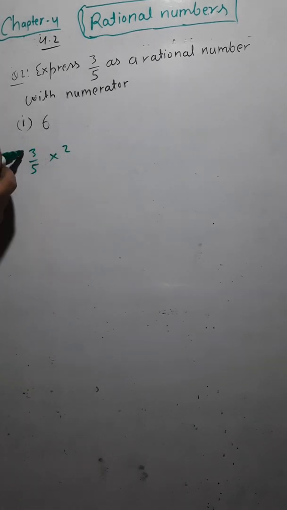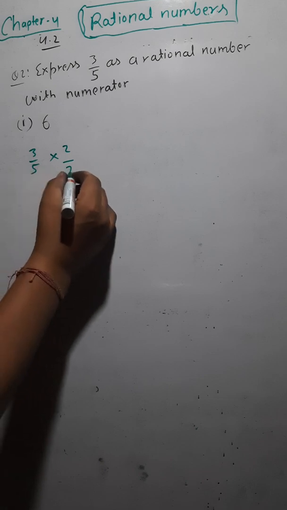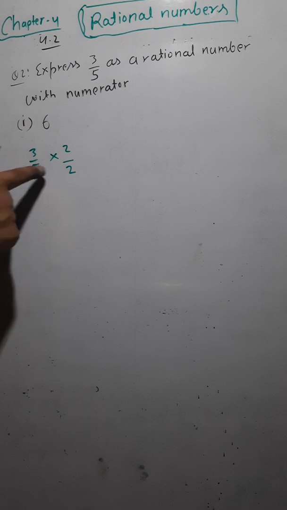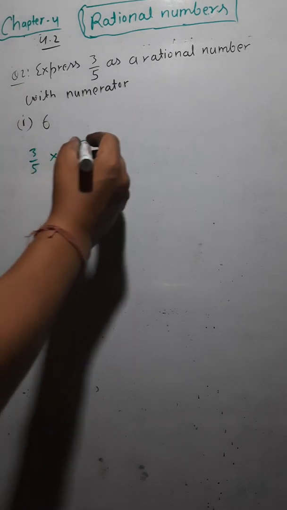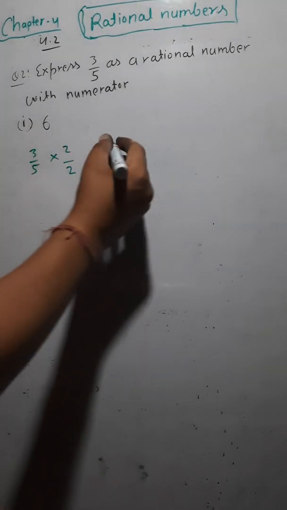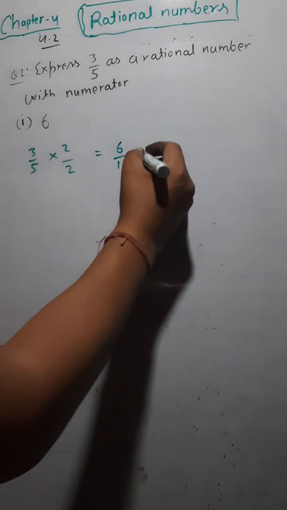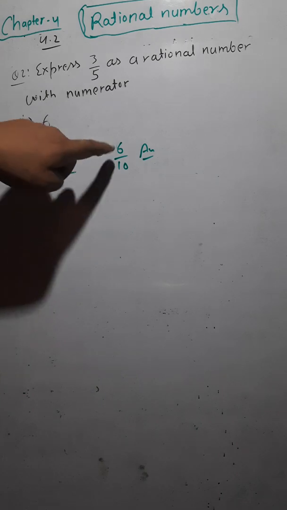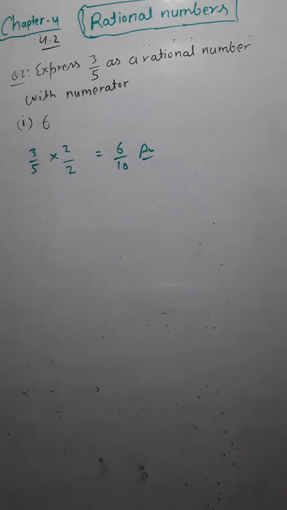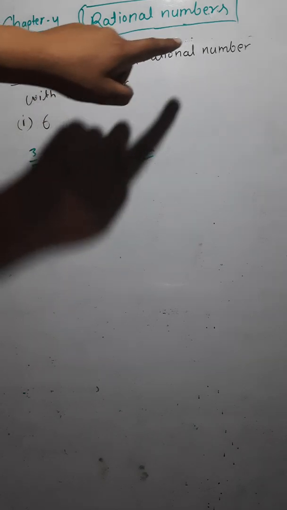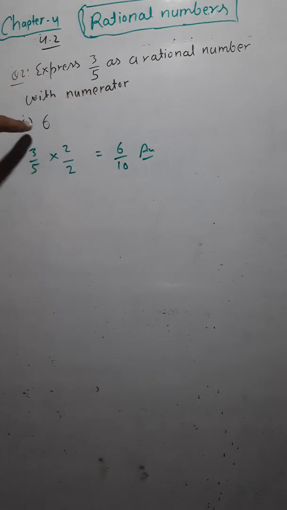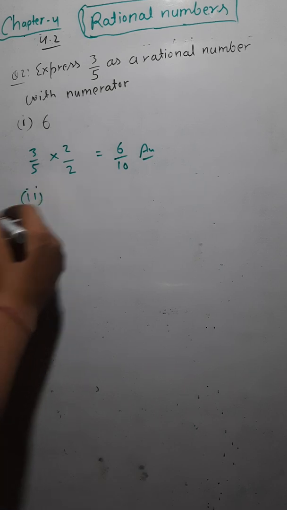So if you are multiplying the numerator by 2, at the same time you would be multiplying the denominator also by 2. Okay? You cannot multiply only the numerator here. You have to multiply the denominator also. So the answer that you are getting is how much? 3 2 ja 6, 5 2 ja 10. So this would be the required answer. Okay. So I have written 3 by 5 as 6 by 10. Here if you see, the numerator is 6. So that is the question. We have expressed 3 by 5 as a rational number with numerator 6. So now the numerator is 6 here.